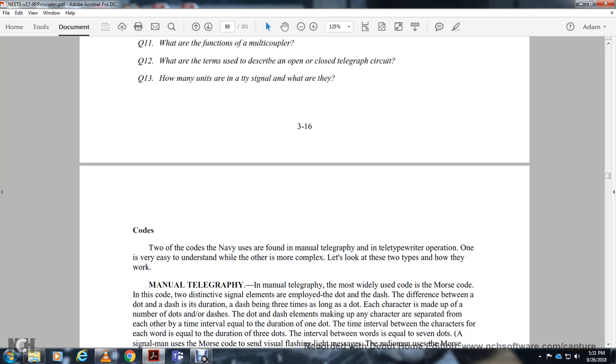Alright, codes. There are two types used by the Navy: manual telegraph and teletypewriter operation. One is easier to understand, while the other is more complex. Let's look at the two types and how they work.